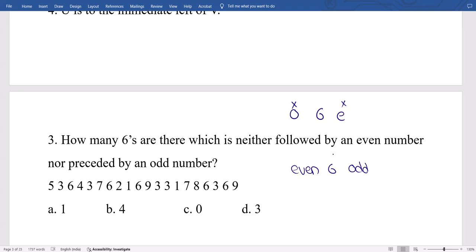So even number, 6 and odd number we require. 6 before even number, no. Here we have one such case, 6 preceded by even number and followed by odd number. So only one possibility. How many 6s are like that? 6 before 3, no. 6 before 7, no. 6 before 1, no. Here 6 before 3, no. This is the only 6 which is satisfying that. Answer is 1.